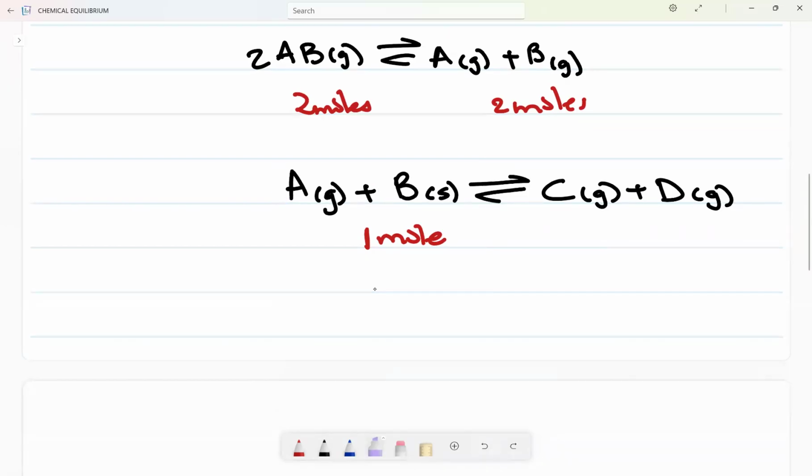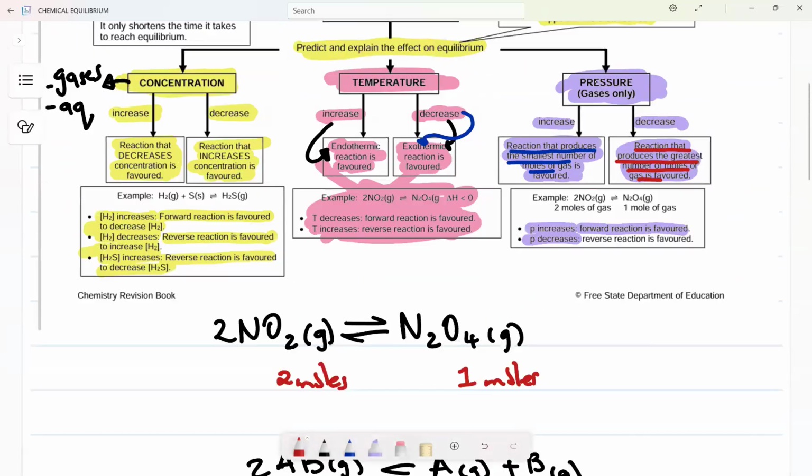Okay, I hear you. The problem is when we talk of pressure, we only consider gases. So in this case we have one mole of that A. On that other side we have two moles, but this one we do not consider. Solids, do not consider them in pressure, and we also do not consider them in concentration.